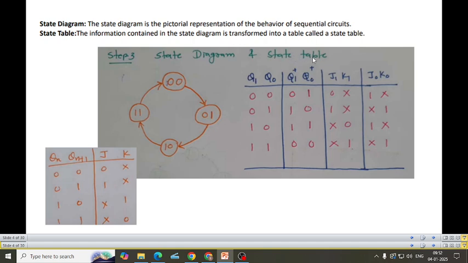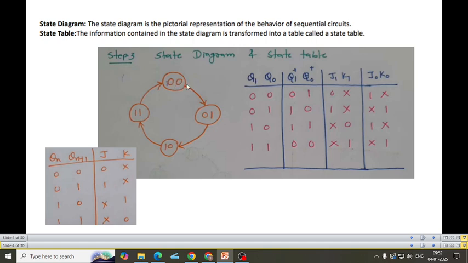The state table contains the information in the state diagram transformed into a table. So what are we going to do? We are going to transform the information of the state diagram into a state table. Listen very carefully here. You should know what the state is. Can you see this state? This is the present state 00. What is the next state from 00? Next I will go to 01. So if present state is 00, next state is 01. Clear? So Q0, Q1 represent present state, Q0 star and Q1 star represent next state.